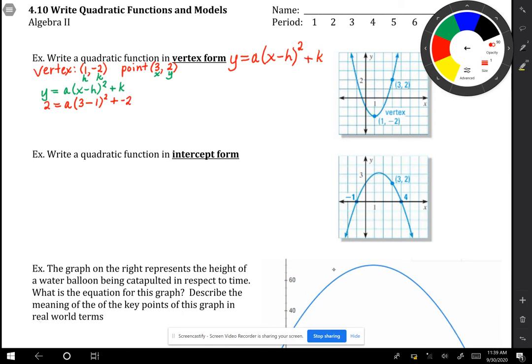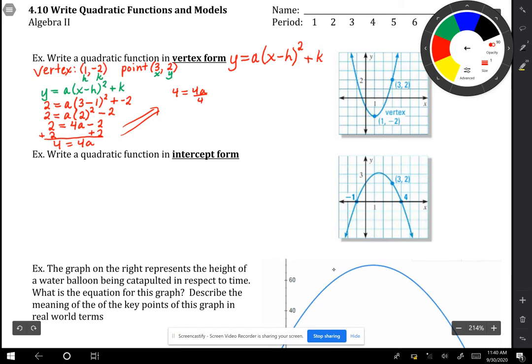So we're going to simplify all the right side. We do 3 minus 1 first, which is 2. Then we'll square it. We don't need the plus sign there, so let's put -2. So 2 equals 2 squared, which is 4, so you have 4a minus 2. Add 2 to both sides: 4 equals 4a. Divide both sides by 4. So a equals 1.